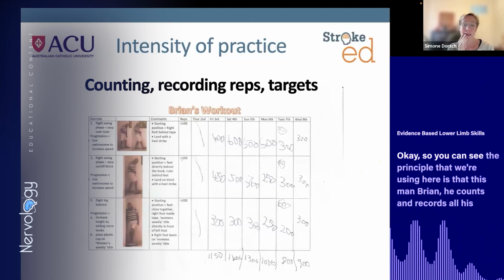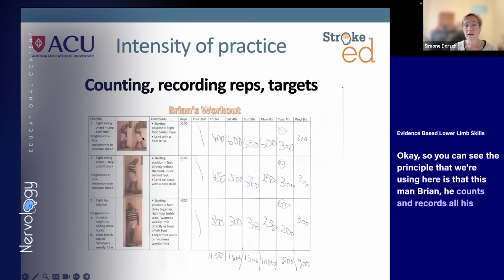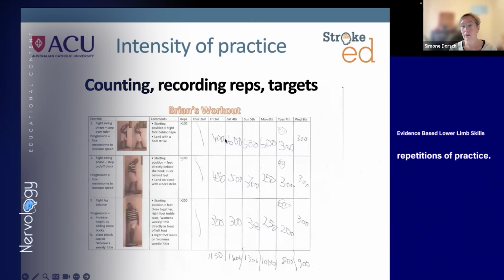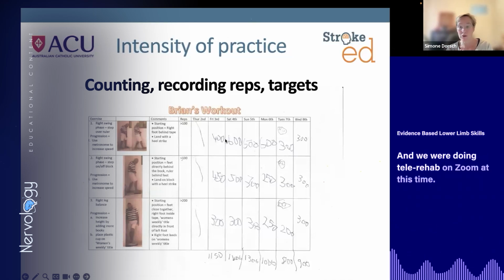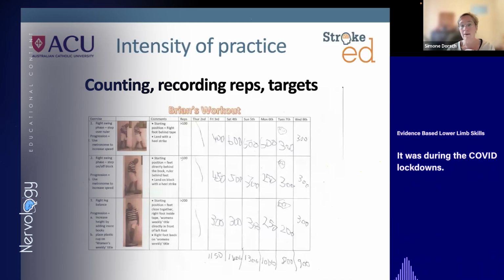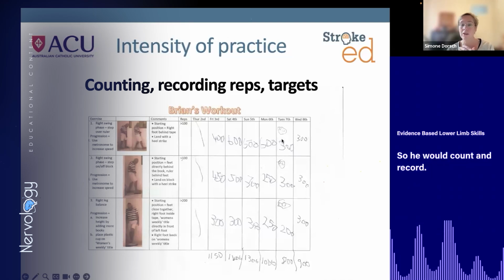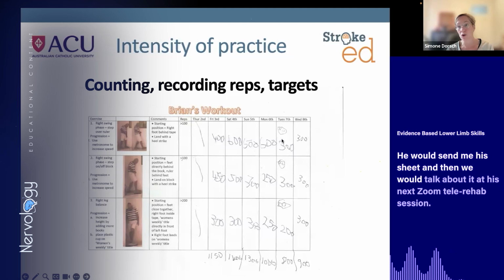Okay, so you can see the principle that we're using here is that this man, Brian, counts and records all his repetitions of practice. And we were doing tele-rehab on Zoom at this time. It was during the COVID lockdowns. So he would count and record, he would send me his sheet, and then we would talk about it at his next Zoom tele-rehab session.